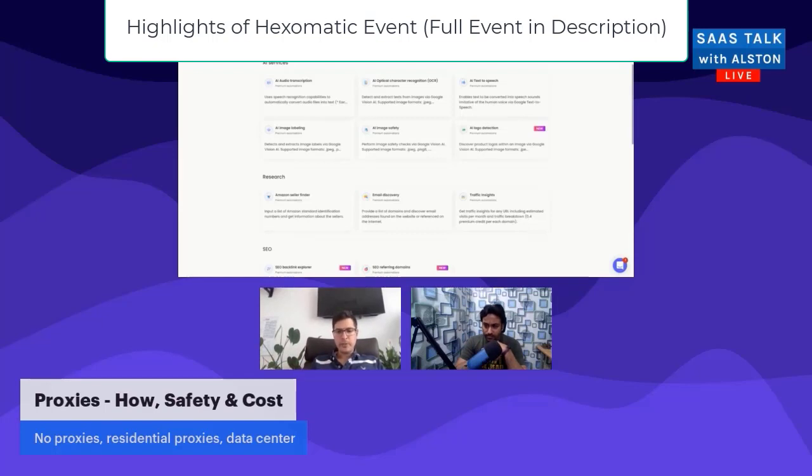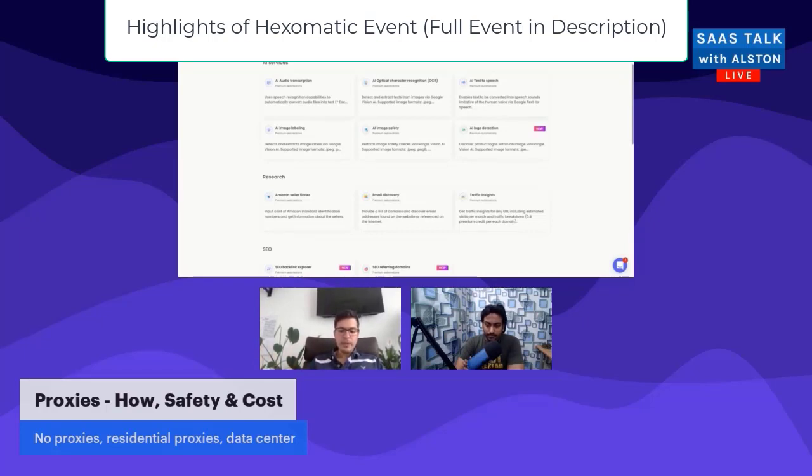Where residential proxies come in is that they use residential broadband providers as the source of the connection. So instead of it being, for example, OVH, this is going to be, for example, Cricket or AT&T or T-Mobile or a mobile provider, right? So this is how they can detect whether it's data center or not.